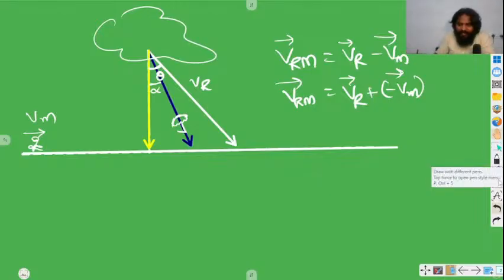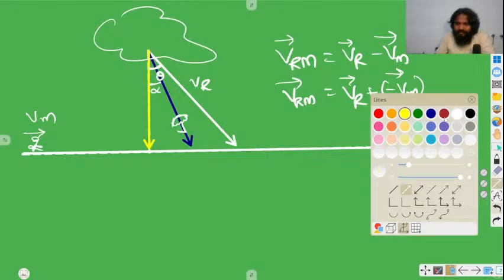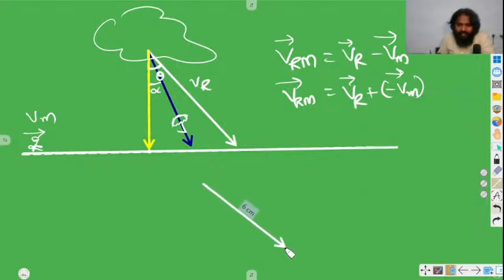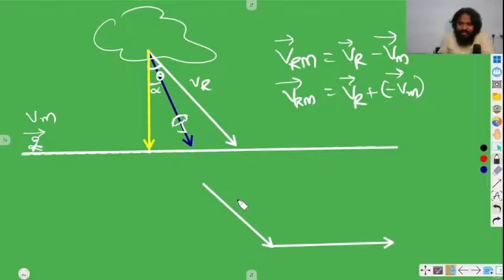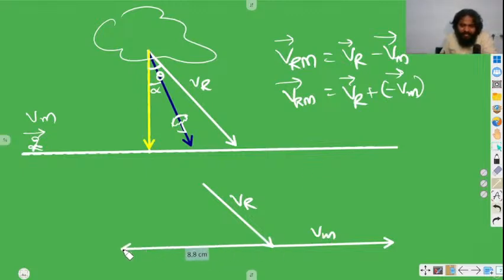Just imagine, let me draw the vector. This time I'll take white. This is the velocity of rain, and this is the velocity of man. He is moving with much more velocity. Now what happened here? If you want relative velocity, VRM is equal to VR plus of minus VM, right? If it is VM, what is minus VM? The minus VM is in this direction. This is minus VM.